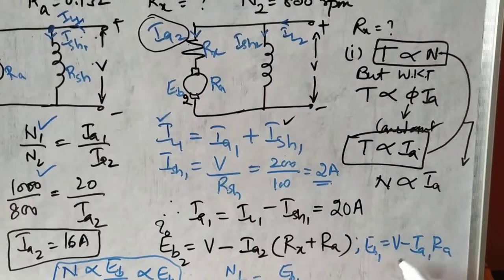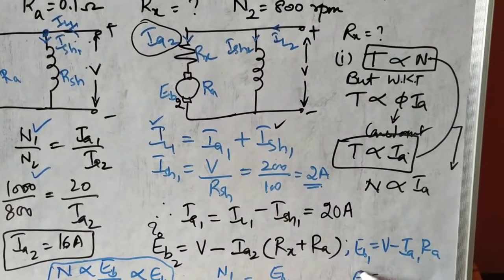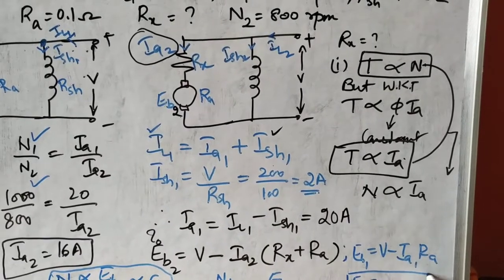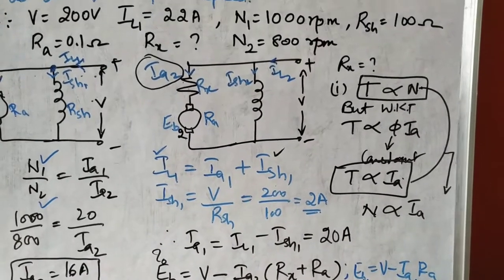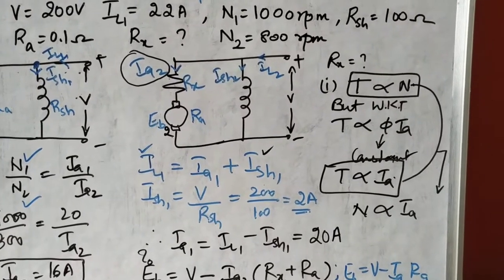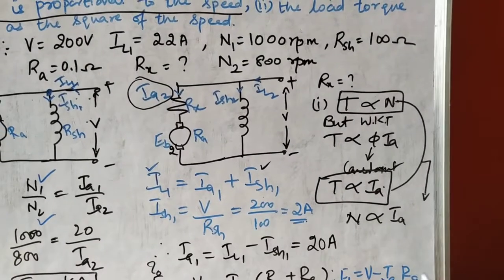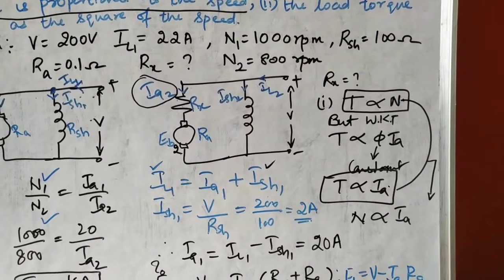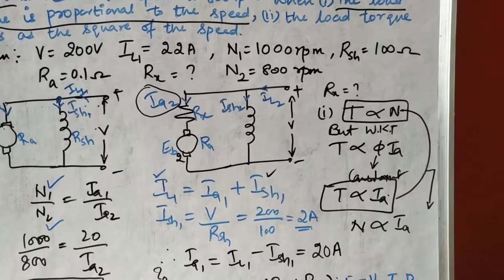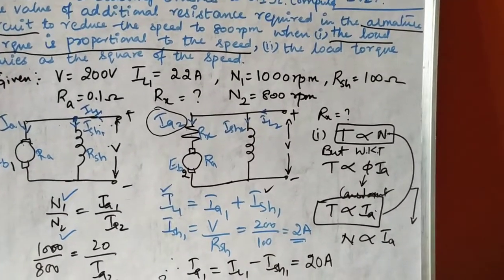Here all the values are known to you. So you just solve this once again. You'll get EB1 as around 198 volts. Just check that. After substituting all those values, you'll get EB1 as 198 volts. Now let's move on to solve this.